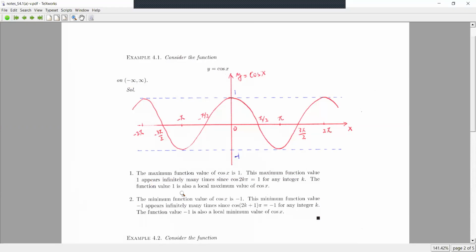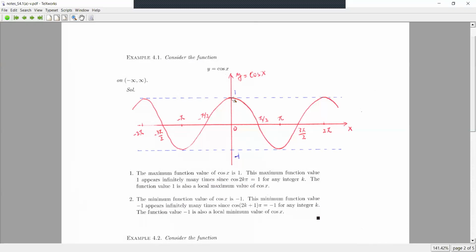This maximum function value, 1, appears infinitely many times because cosine of 0 is 1, cosine of 2 pi is 1, cosine of 4 pi is 1, cosine of -2 pi is 1. So this maximum function value, 1, appears infinitely many times.